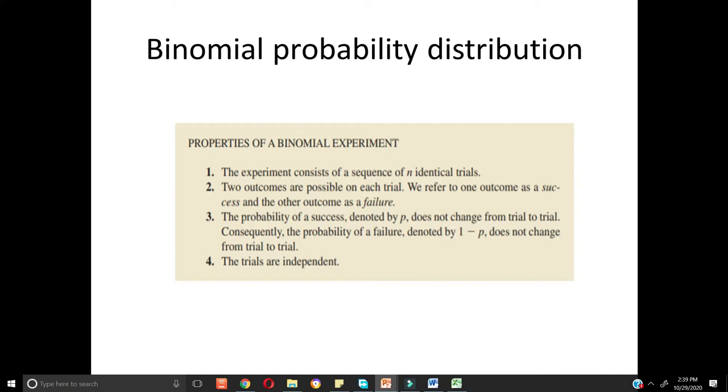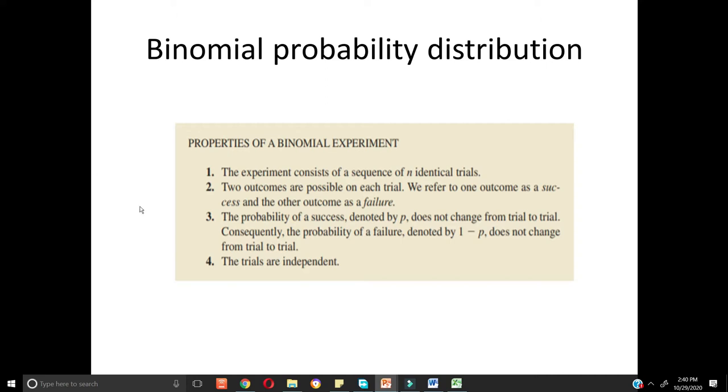So if you have a situation where you have n identical trials, and then you have two possible outcomes, like the situation we have with an unbiased coin, you have heads or tails. And then thirdly, the probability of a success, which is denoted by P, does not change from trial to trial. So that means that trials are independent, and the probability does not change from trial to trial. If you have these four conditions, then you have what you call a binomial probability distribution.